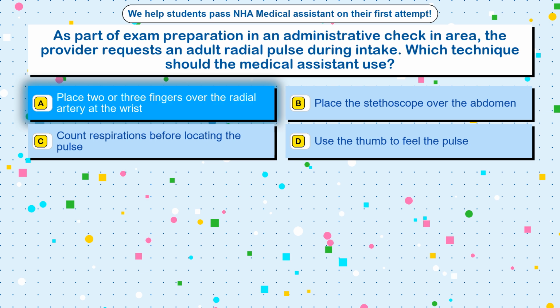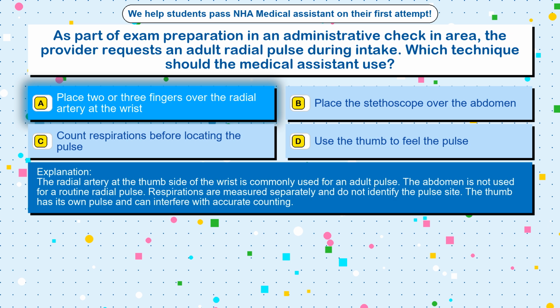The correct answer is option A. Place 2 or 3 fingers over the radial artery at the wrist. The radial artery at the thumb side of the wrist is commonly used for an adult pulse. The abdomen is not used for a routine radial pulse. Respirations are measured separately and do not identify the pulse site. The thumb has its own pulse and can interfere with accurate counting.